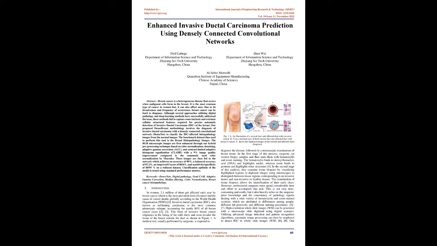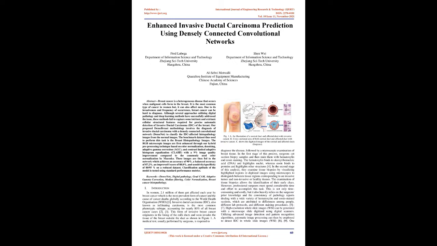A medical test, usually performed by surgeons, is required to diagnose the disease, followed by a microscopic examination of breast tissue. In the first stage of this process, surgeons cut section biopsy samples and then stain them with hematoxylin and eosin staining. The hematoxylin binds to deoxyribonucleic acid, DNA, and highlights nuclei, whereas eosin binds to proteins and highlights other structures. 4. In the second stage of this analysis, they examine tissue biopsies by visualizing highlighted regions in digitized images using microscopes to distinguish between tissue regions corresponding to an invasive tumor and non-invasive or healthy tissues.